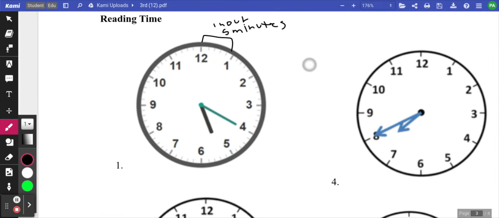So first, let's try to find the hours. So we see that it is between 5 and 6, but because the small hand has technically not reached 6 yet, it's going to be 5, so the hour of 5. And now we're just going to count the minutes. So simply 5, 10, 15, 20, because remember the long hand is the minute, and you get 20 minutes. So you get a time of 5:20.